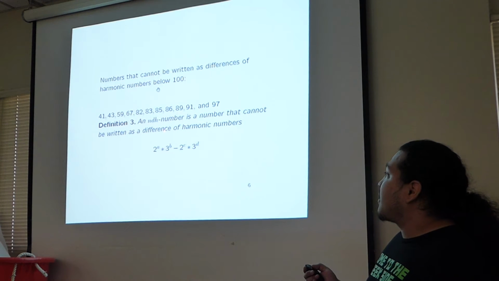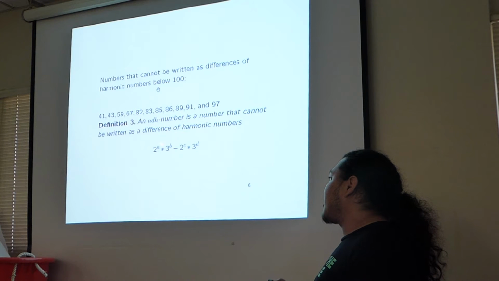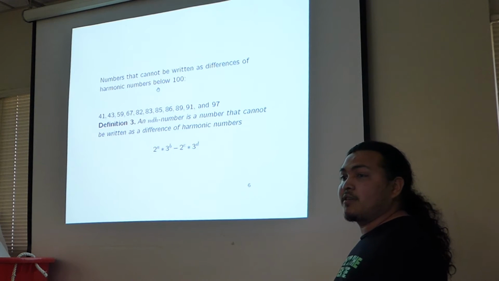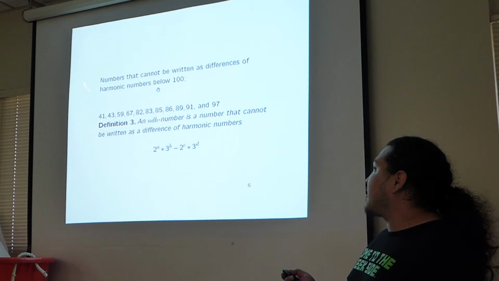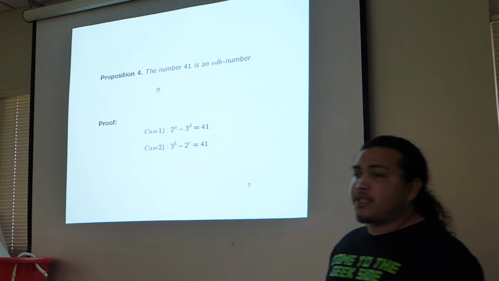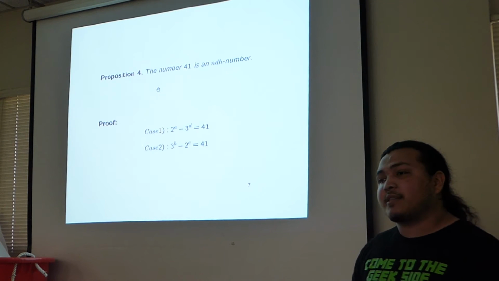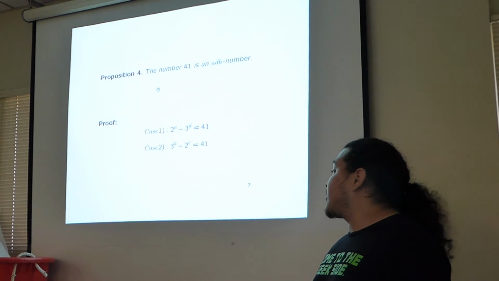So numbers that can be written as a difference of harmonic numbers look like this: a power of 2 times a power of 3 minus a power of 2 times a power of 3. And right now we're going to look at the number 41. And this is a proposition. The number 41 is an NDH number, so it cannot be written as a difference of harmonic numbers.